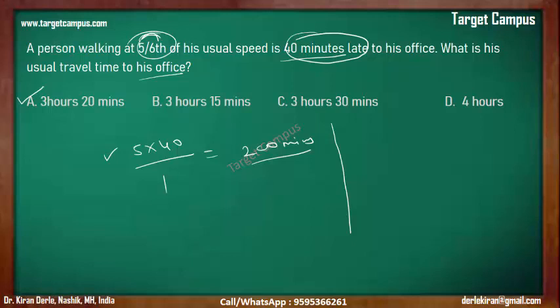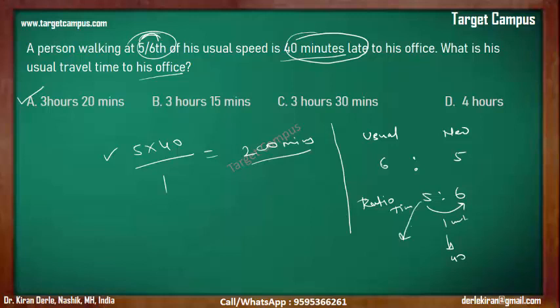So a person walking at 5/6 of his usual speed. There are two cases, usual speed and new speed, right? He's walking at 5/6 of his usual speed, so the ratio of speeds is 6:5. Usual is 6, so new will be 5. What will be the ratio of time in this case? 5:6, right? Because they share an inverse relationship. What is the time gap here? 1 unit, and that 1 unit is equivalent to 40.